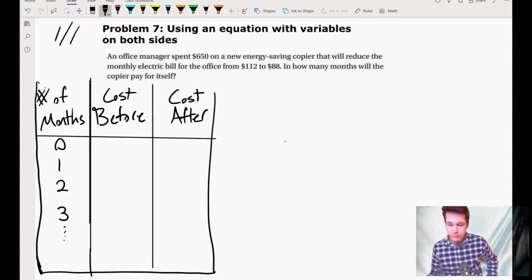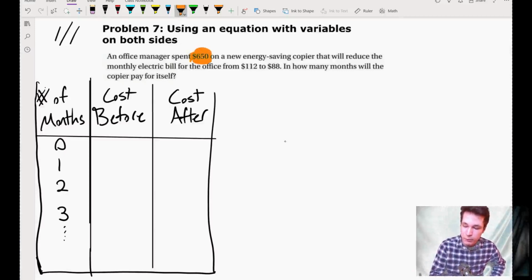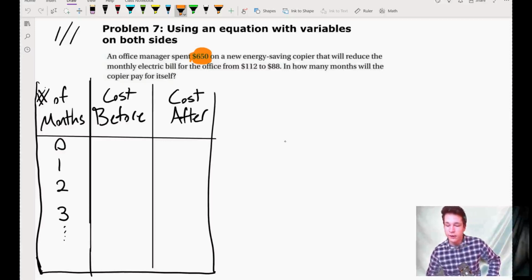Next problem. Okay, this is the part where you have to write your own equations to solve a real world problem. In this case, this guy's trying to save some money. An office manager spent $650 on a new energy saving copier that will reduce the monthly electric bill for the office from $112 to $88. Okay, so they're spending money to make money, essentially.